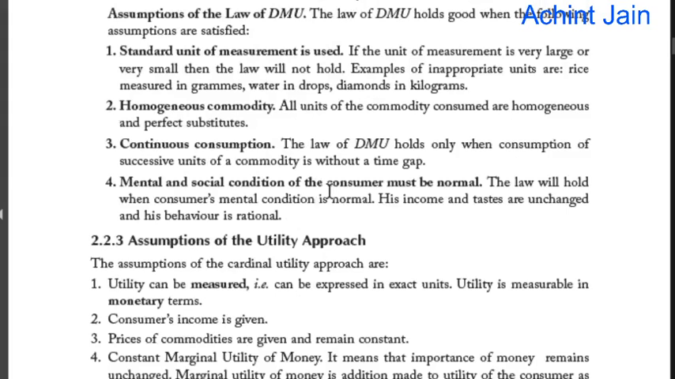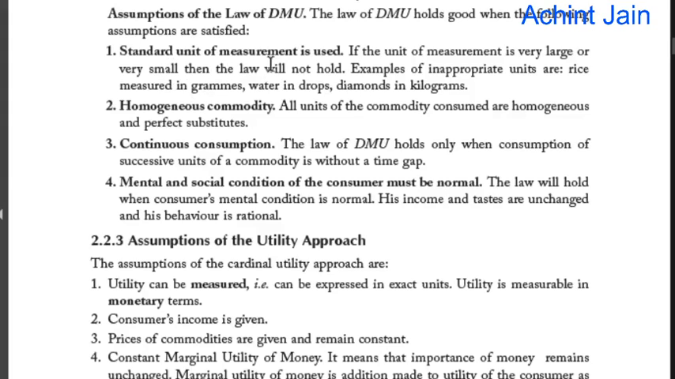Utility is measured in numerical units called utils. Then the consumer is a rational consumer. Then standard and identical units of a good must be consumed. Then marginal utility of money is assumed to be constant. Consumption should be continuous. Price of the commodity remains constant. Income of the consumer doesn't change. On screen, some assumptions are available.